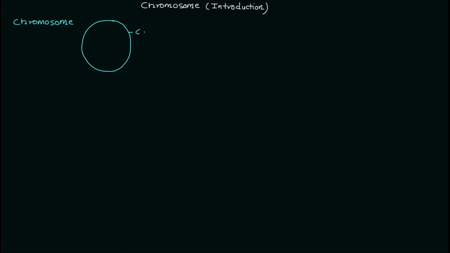So suppose this is our cell, and inside the cell you have the nucleus, and inside the nucleus you have DNA, and DNA needs to be compactly packed. It needs to acquire as little space as possible inside the cell, so it is extensively folded, and that extensively folded form of DNA is the chromosome.